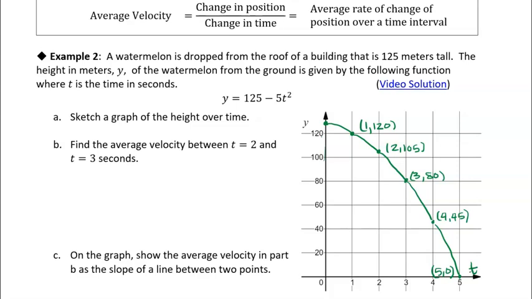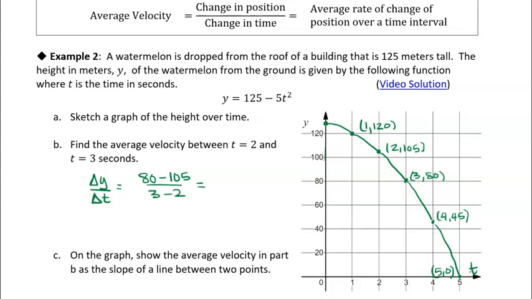The next question asks us to find the average velocity between t equals 2 and t equals 3. Remember, the average velocity is just an average rate of change. It's the change in y over the change in t over this time period from 2 to 3. So it's going to be the height at 3, which looks like 80, minus the height at 2, which is 105. And then we divide that by the time difference, which is 3 minus 2.